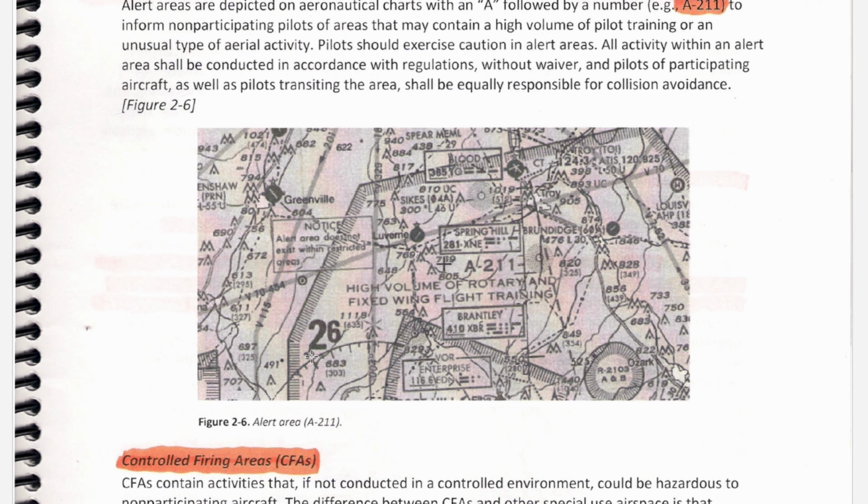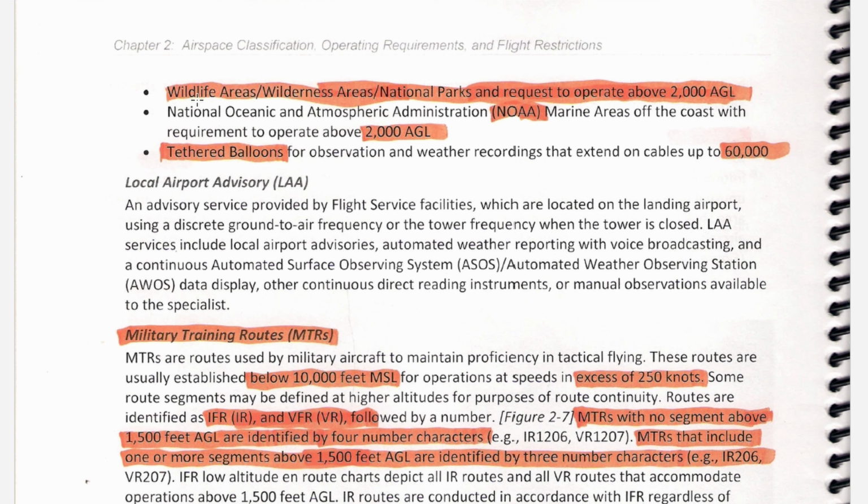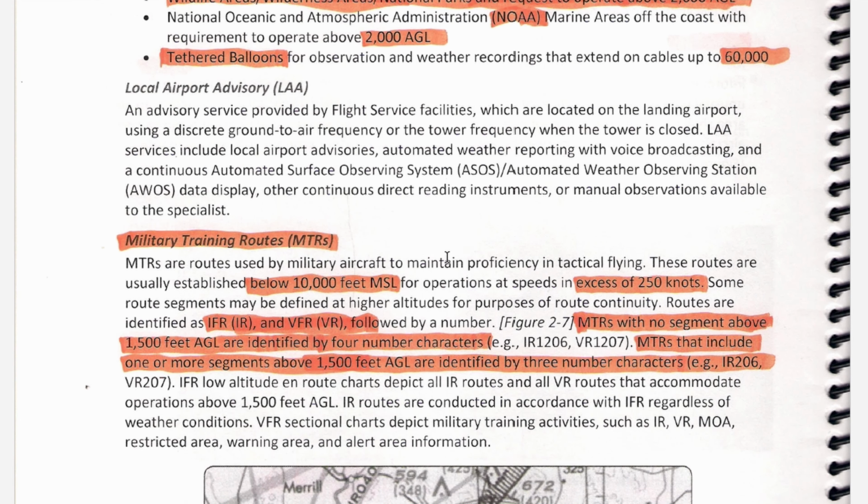Alert areas, controlled firing areas, national park, wilderness areas. Request that you operate 2,000 feet above those areas. Tethered balloons, you don't want to run into that cable, because a tethered balloon goes to 60,000 feet sometimes.